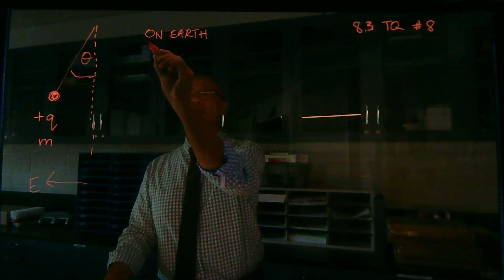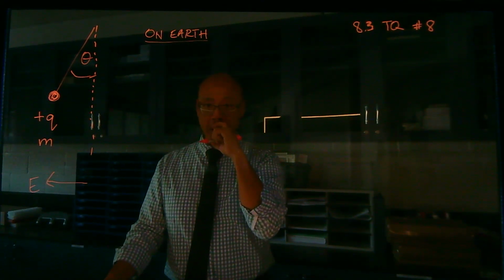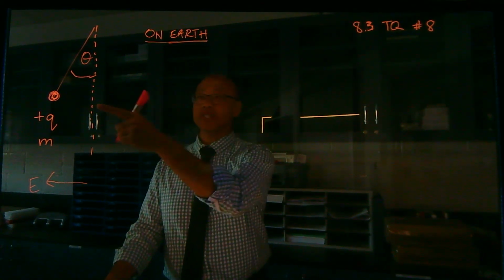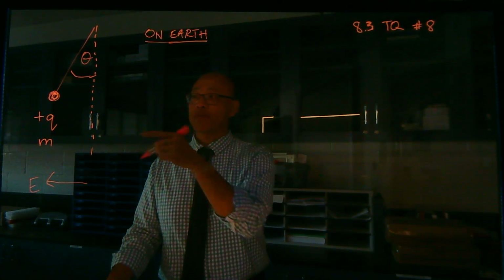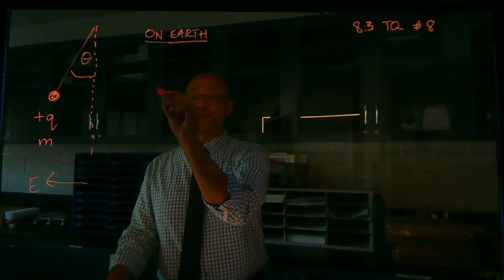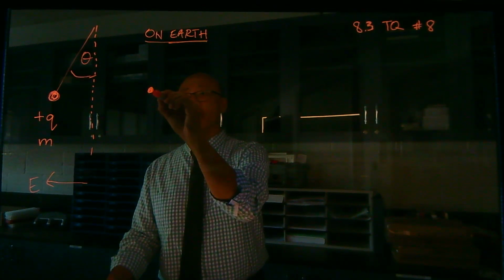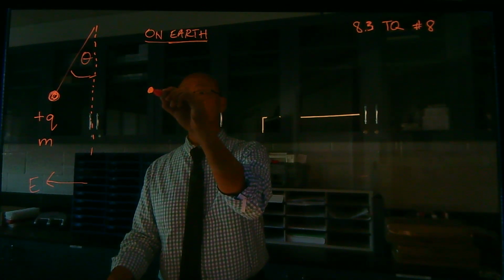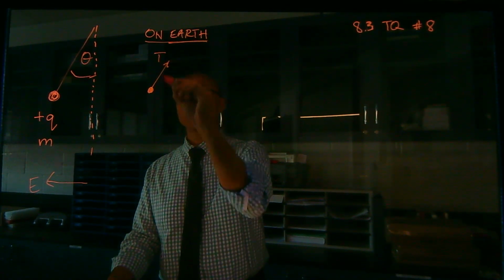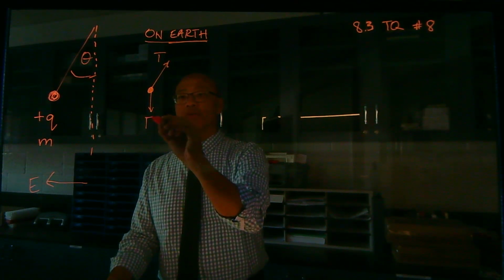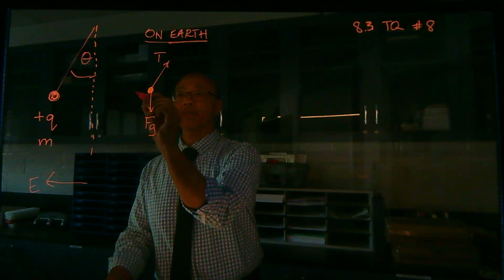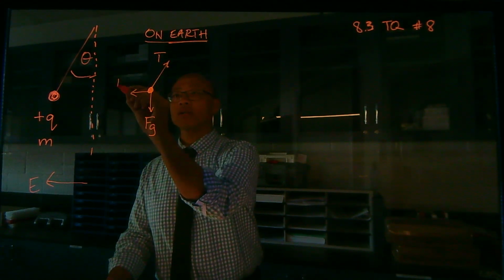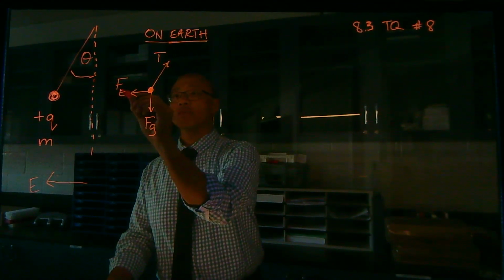So on Earth, something must be happening. How is this hanging like that on Earth? Well, we go back to mechanics and we draw a free body diagram because it's at an angle. If that's the object, we know there's a tension force this way. We know that gravity on Earth is pulling down that way, and because there's an electric field, there must be an electric force pushing that way.